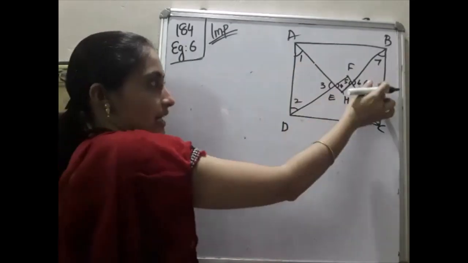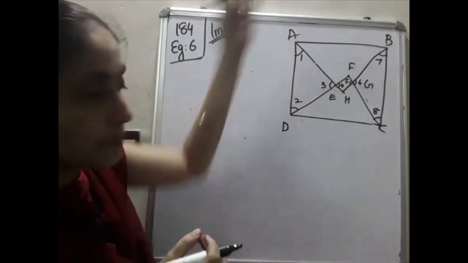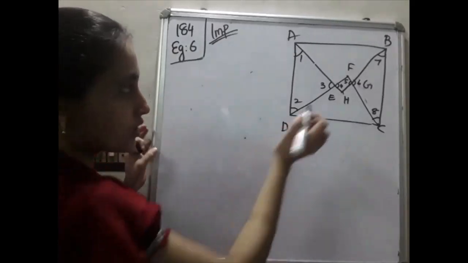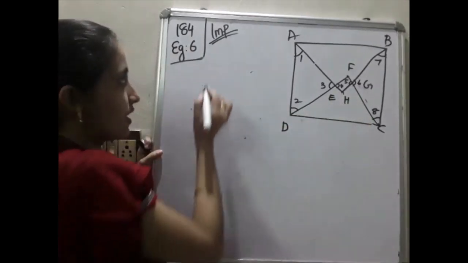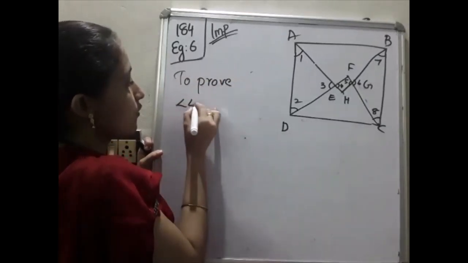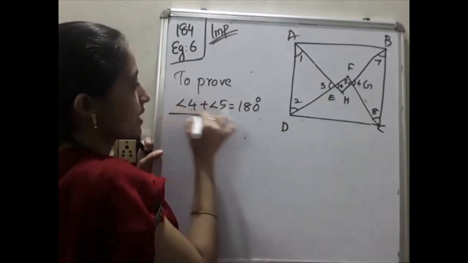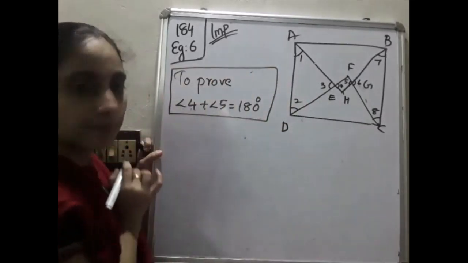So you have to cut this triangle and this triangle. We want to prove it is cyclic. Cyclic means what? The sum of opposite angles is what? 180 degrees. So we have to prove angle 4 plus angle 5 is equal to 180 degrees. Then only we can prove that it is cyclic.